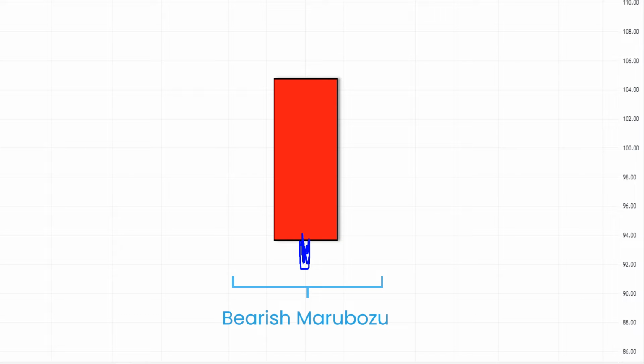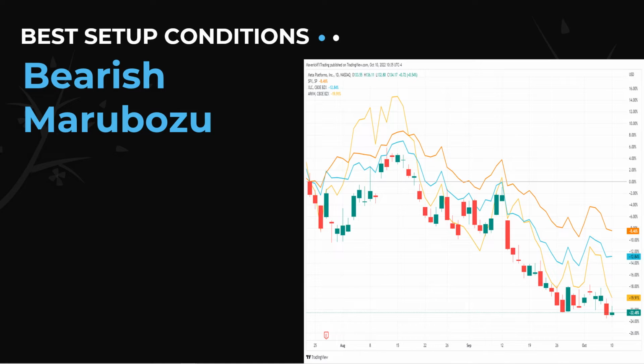A true Marubozu is nice because it's conviction in direction, which is what we're using these for when it comes to continuation. So where would I like to see a bearish Marubozu? That's obvious. I'd preferably like to see it in a downtrend, a down chart, something that would have a bear rally or a move to the upside with a reversal signal. And this does not have to be the pivot point candle. This could be the secondary candle. I just want to see something very aggressive.